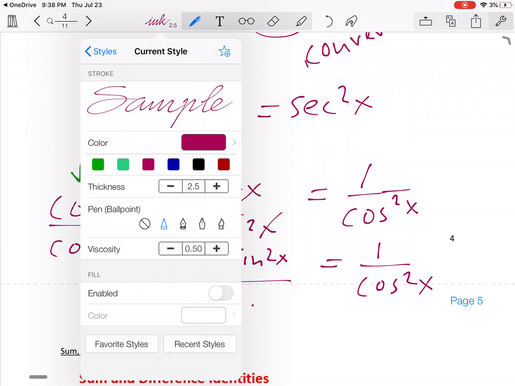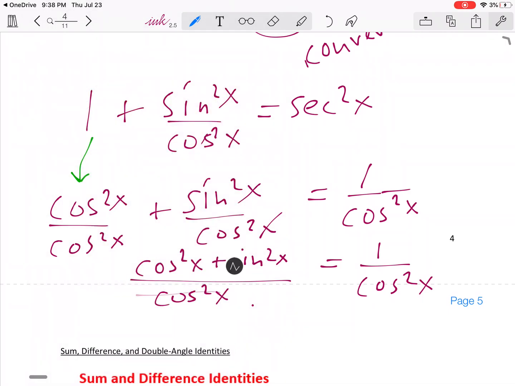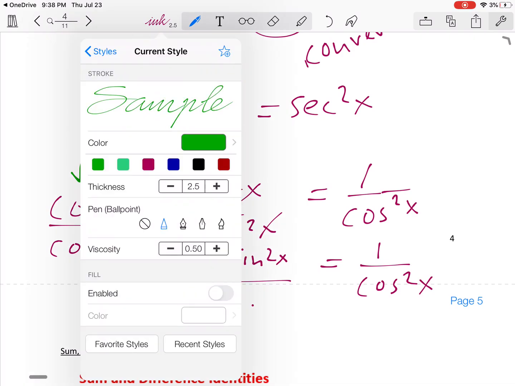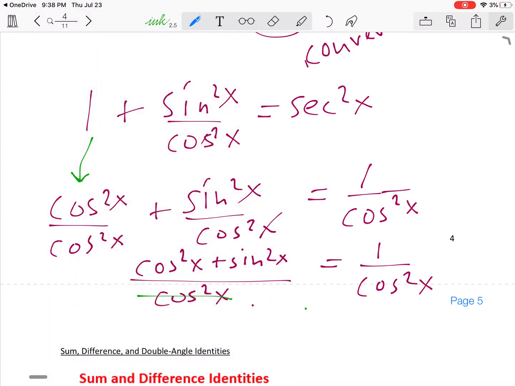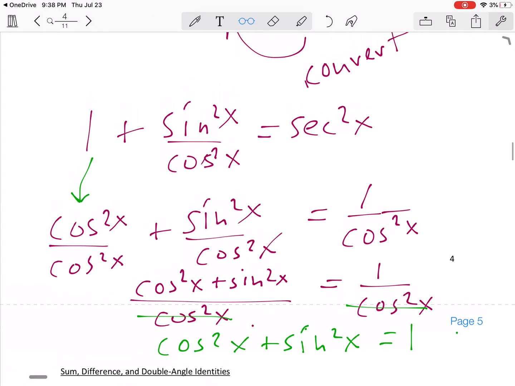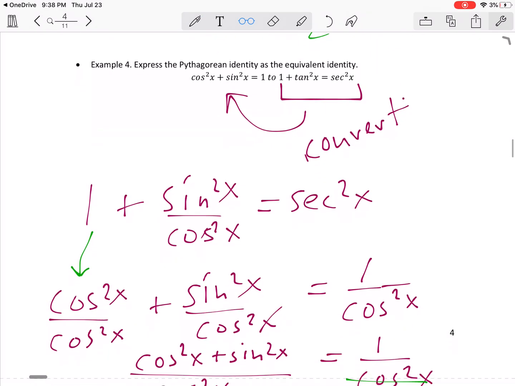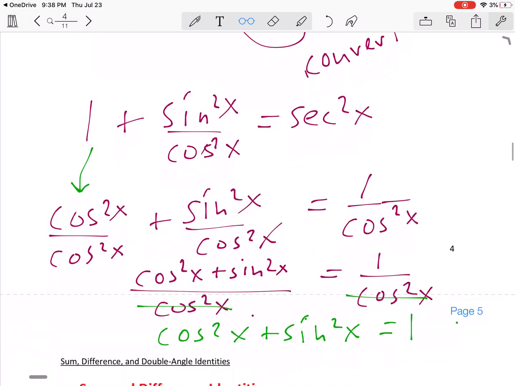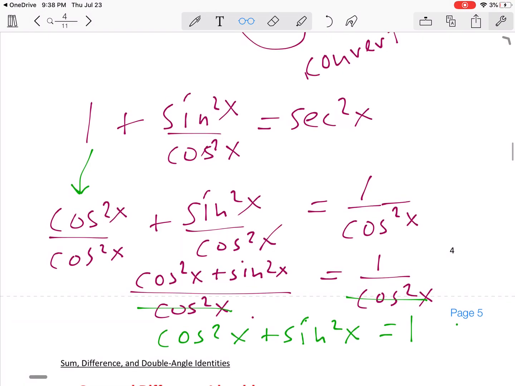Now what will happen is the cosine squared x on the bottom is going to cancel with the cosine squared x on the bottom on the right hand side. And so what you have here is you've changed that now to cosine squared x plus sine squared x equal to 1, which is what we wanted to do. So again, we took the expression on the right and we've made it equivalent to the expression on the left. Okay, and so that's kind of what we're talking about when we look at what we call a proof.